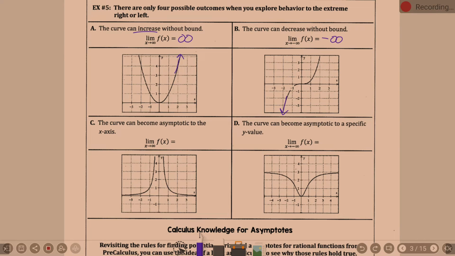The curve can become asymptotic to the x-axis. Limit as x approaches infinity here. It is running along that asymptote, which is at 0, at the axis. The curve can become asymptotic to a specific y value. In this case, where is there a horizontal asymptote? At 3. So as x approaches negative infinity, it's going to run along underneath the 3.